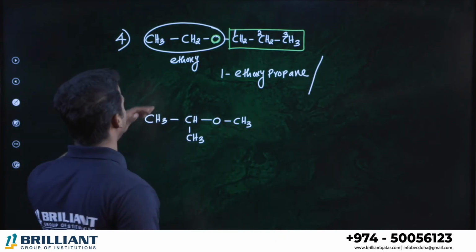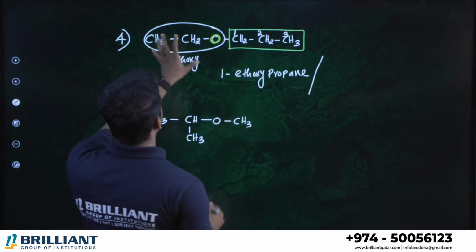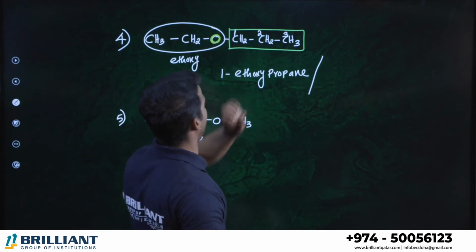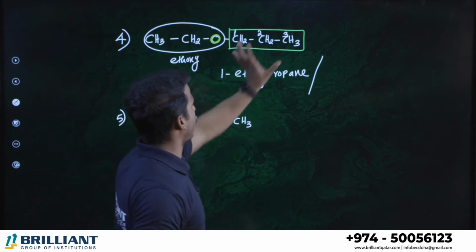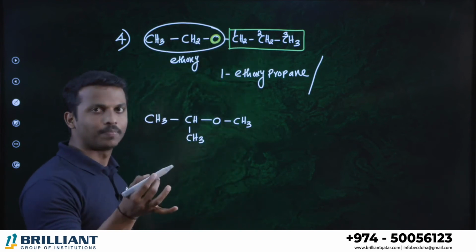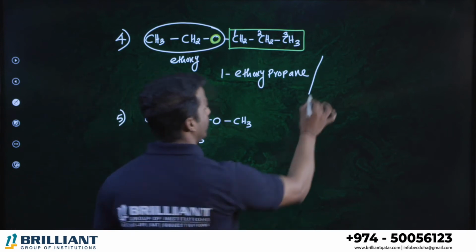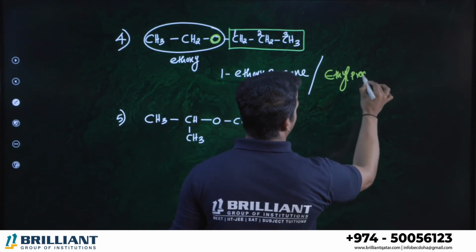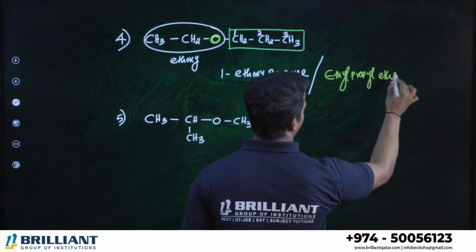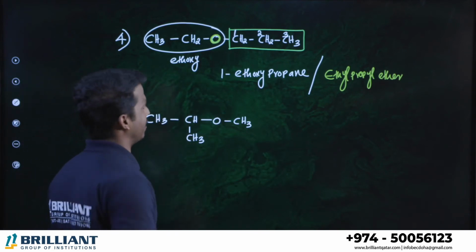What is the common name? Please identify which groups are present on the oxygen atom, left and right. This is ethyl, this is propyl. Yes or no? Alphabetically, E comes before P, so ethyl first. We can say ethyl propyl ether. Clear, all? Ethyl propyl ether.